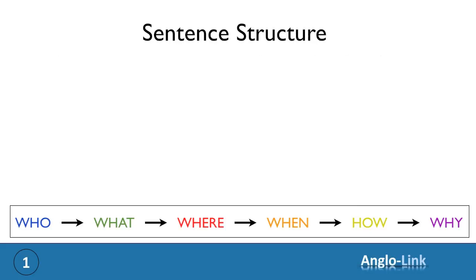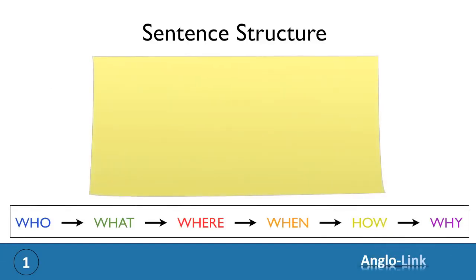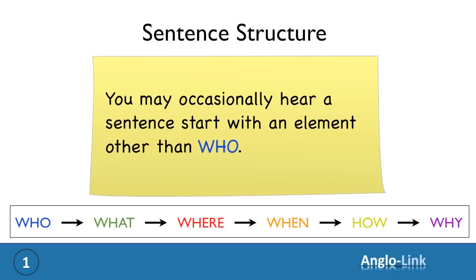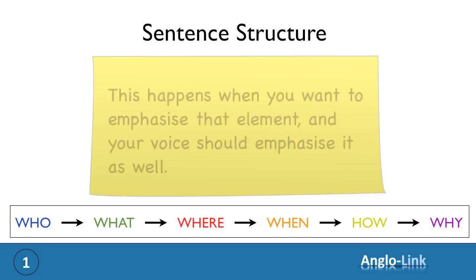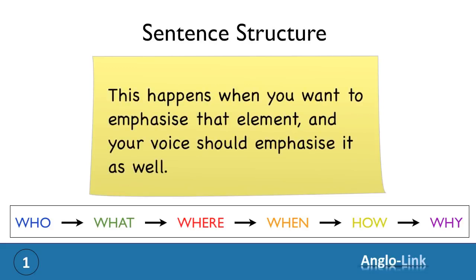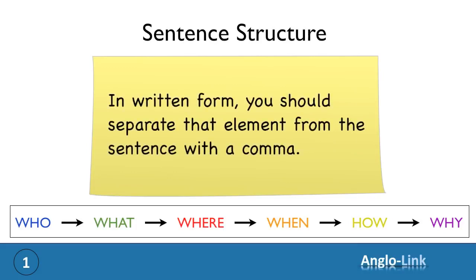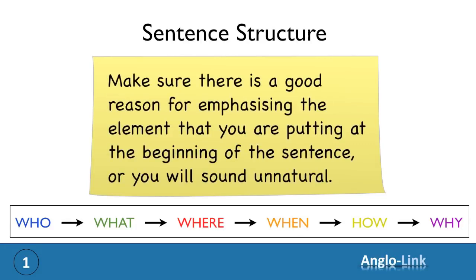Right, there's a specific case I'd like to mention now. You may occasionally hear a sentence start with an element other than who. This happens when you want to emphasize that element, and remember that your voice should emphasize it as well. And in written form, you should separate that element from the sentence with a comma. Just make sure that there's a good reason for emphasizing the element that you're putting at the beginning of the sentence, or you will sound unnatural.